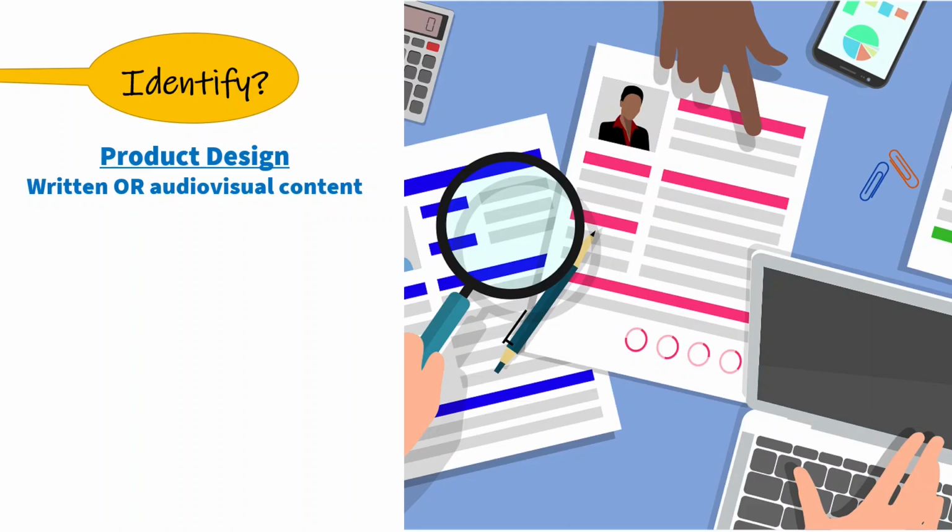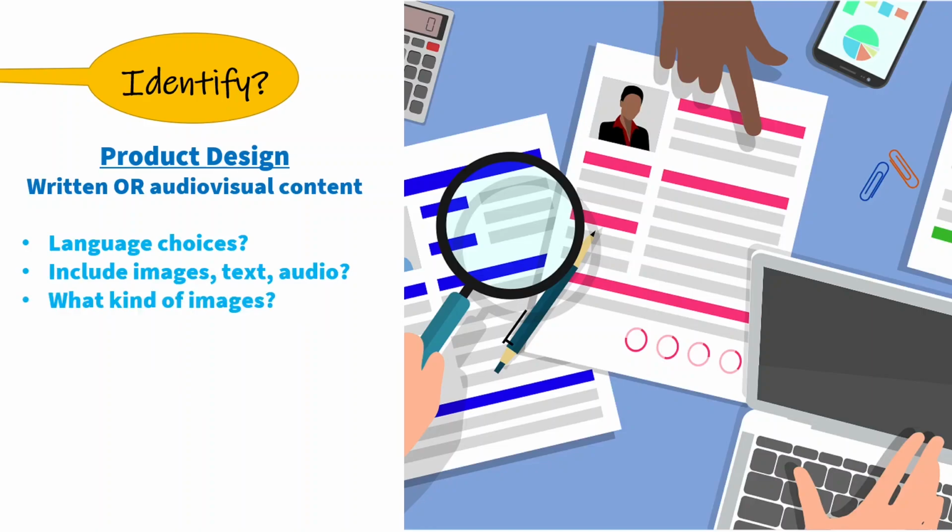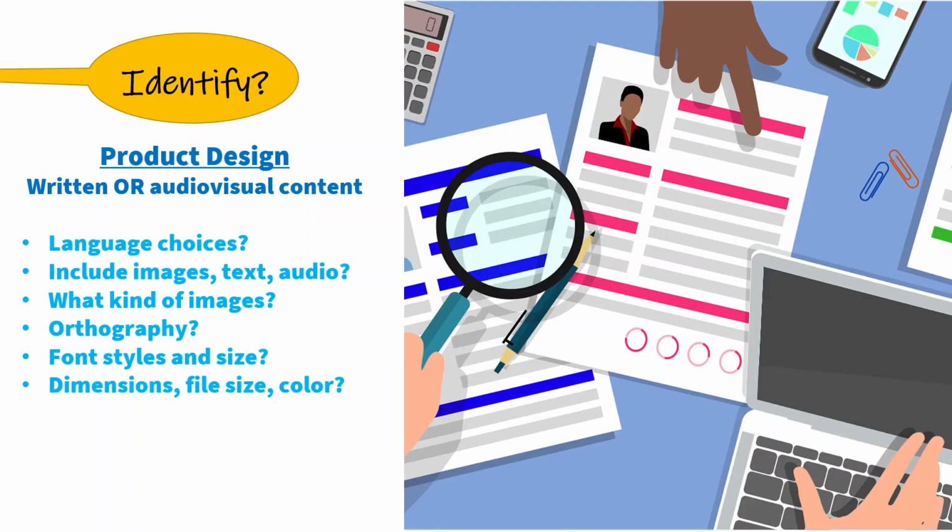This includes questions like language choices, whether to include images, audio, or text, what type of image can be used, what orthography and font styles or sizes are appropriate, what design to use in terms of product dimensions, colors, or file sizes, what religious factors may shape the choice of content, what topics of daily life may make the content more appealing to end users.